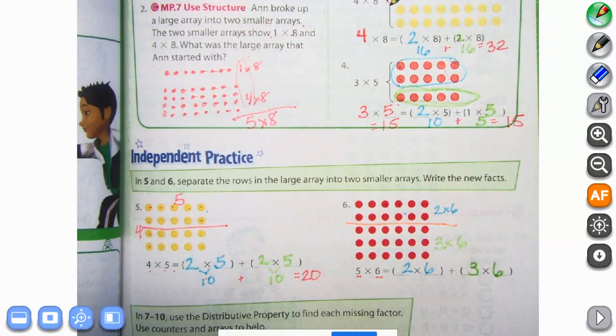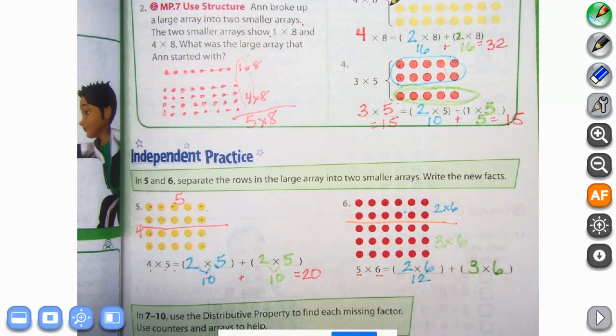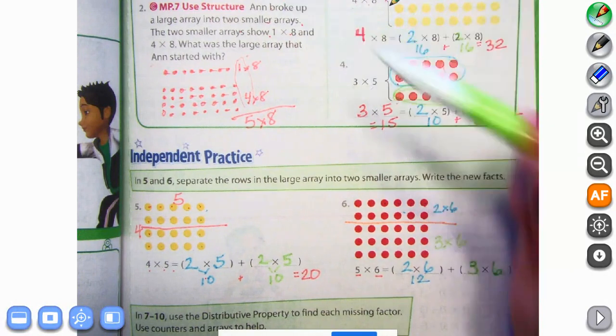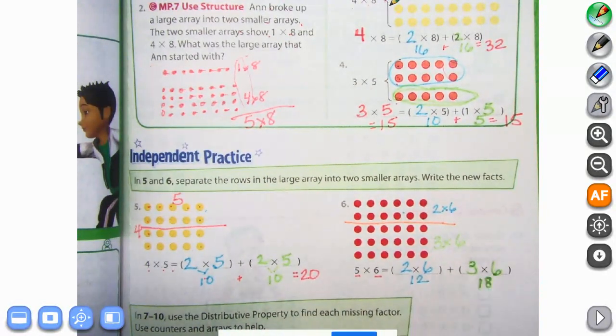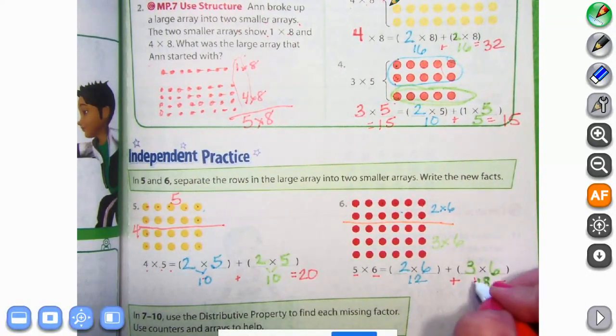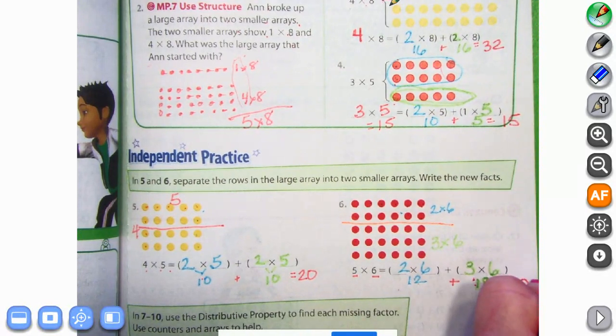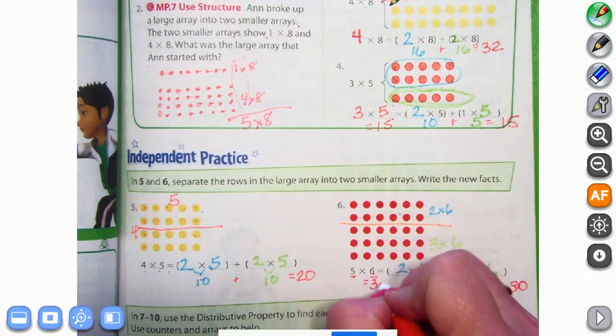What is 2 times 6? 6 plus 6 is 12. And what is 3 times 6? We just did that up here at the top. That's 18. So now what we're going to do is add 12 plus 18. 8 plus 2 is 10. Carry 1. 10, 10, and 10 is 30. So 5 times 6 is equal to 30.